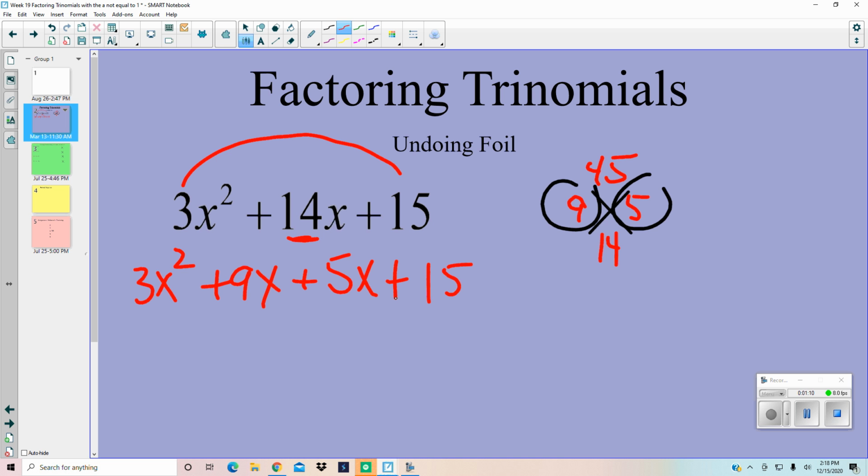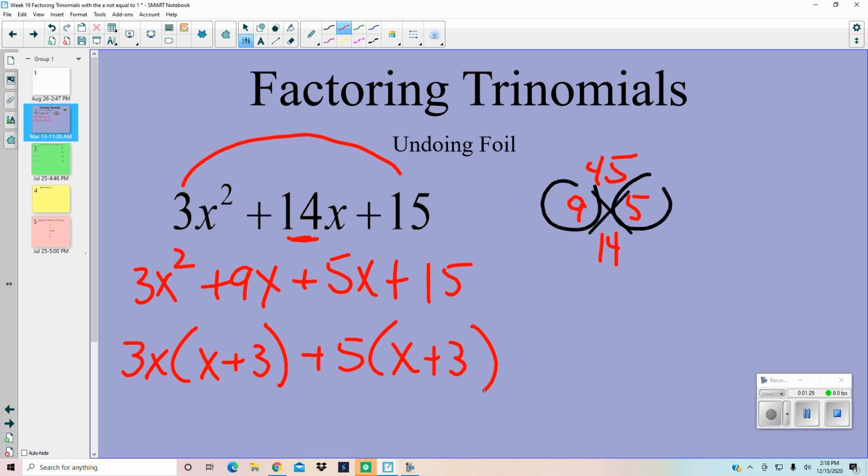And it does not matter if you switch the order, it will still work out. So then you factor out what's in common from the first 2 terms. So that'd be 3x. And then the last 2 terms, so that'd be just 5. Remember, with grouping, what's in parentheses needs to be the same. So then you put together the 3x plus 5 and the x plus 3.